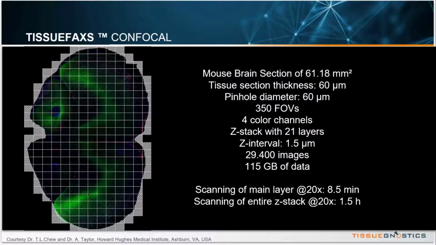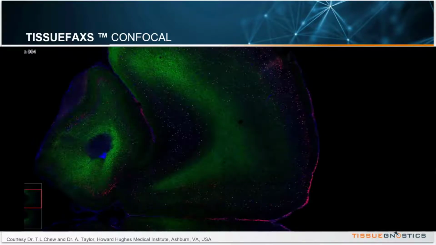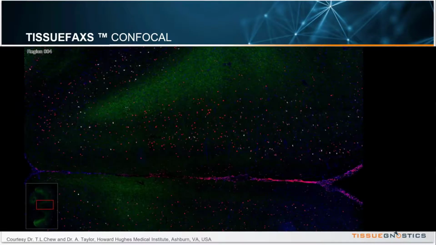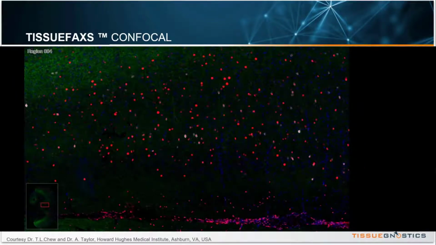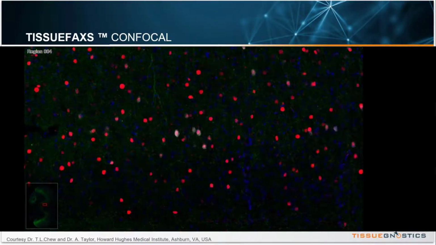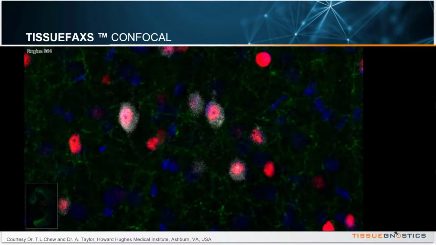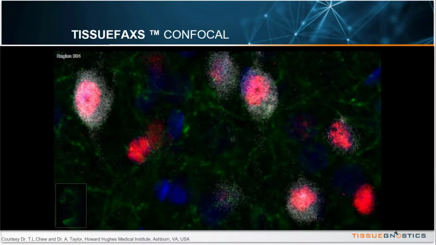If you also acquire a stack of 21 layers, so the main focal plane, 10 layers above, 10 layers below, the scanning time increases to 1.5 hours, but you acquire almost 30,000 images and 115 gigabytes of data. And then you can navigate through the sample, like in Google Earth. Here you will always see the map that shows the entire sample, and the red rectangle indicates what you see in the main window, and you can zoom in to see the detail down to the subcellular level.